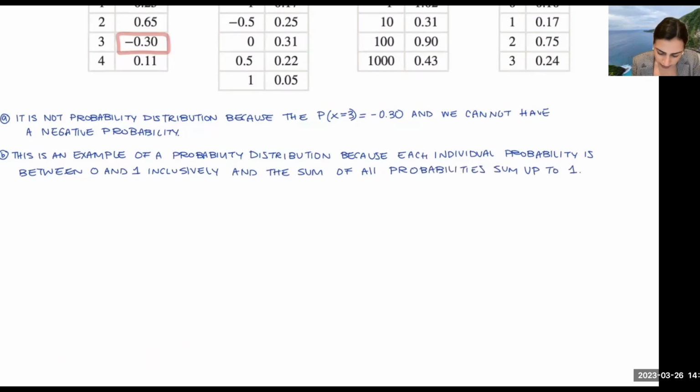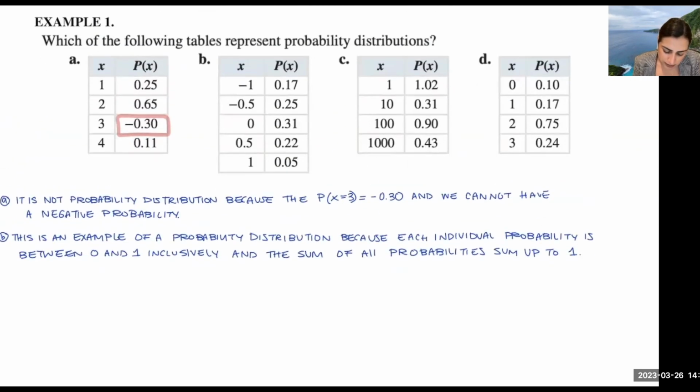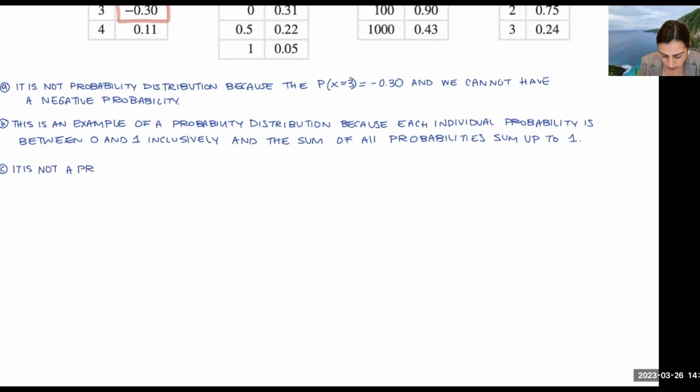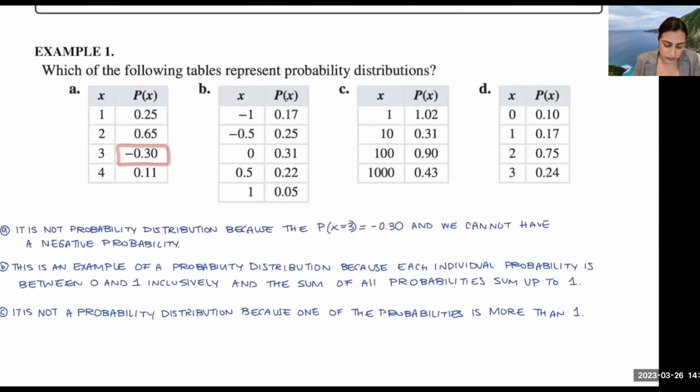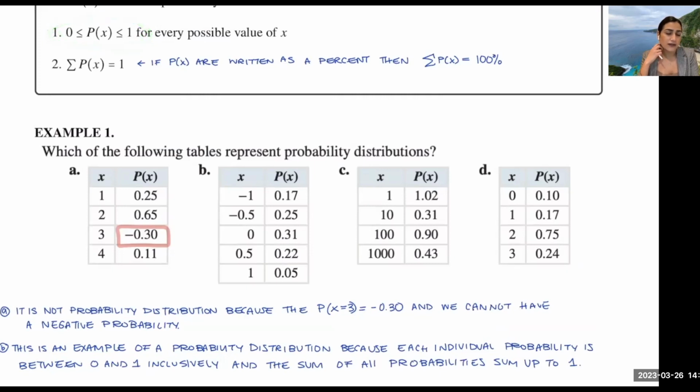Okay, so now let's go ahead and look at table 3 here. Do you all see the problem right away? We can see that one of the probabilities is already more than 1, right? So we already can exclude that. That does not represent a probability distribution, because one of the probabilities is more than 1. Not only does it not satisfy that requirement, but it's also going to increase the sum of all of them, right? Again, as long as it fails one, it's not a probability distribution anymore.